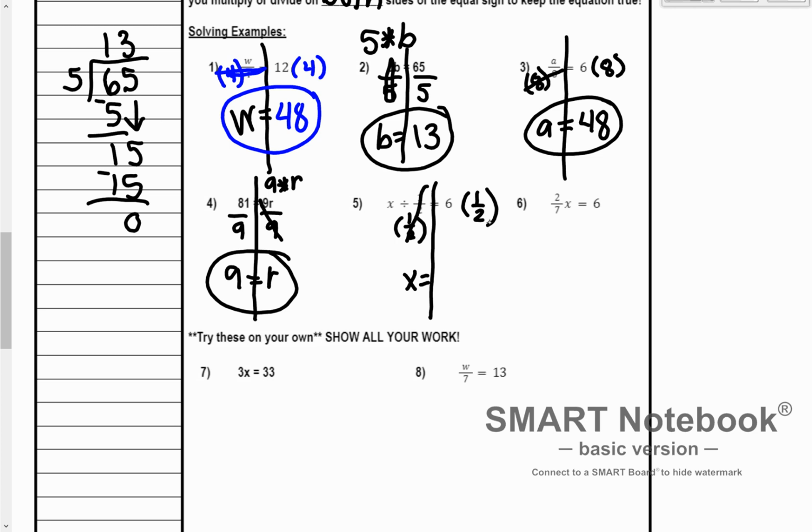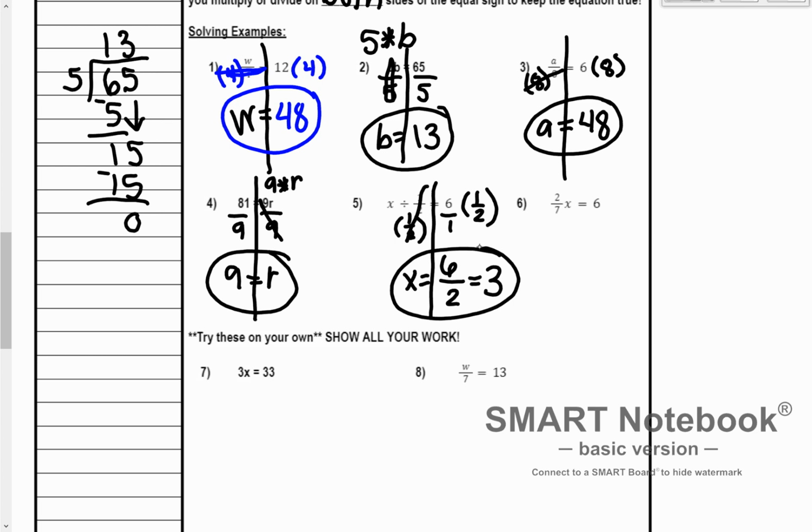Now, when we multiply fractions, we have to have fraction times fraction, one number over another. So in order to make 6 a fraction, we have to put it 6 over 1. 6 times 1 is 6. 1 times 2 is 2. 6 can be divided by 2. 2 can fit into 6 3 times. So that would be our final answer.